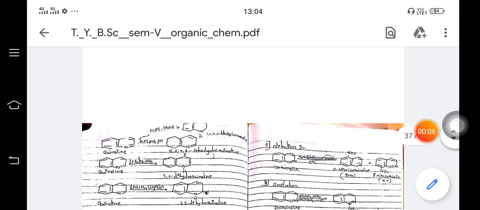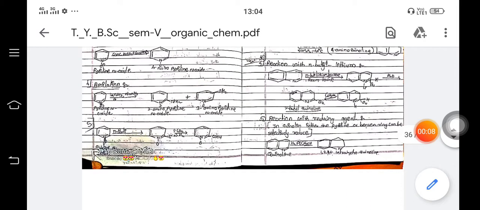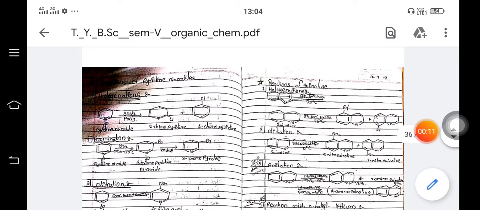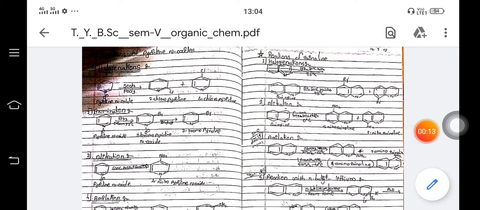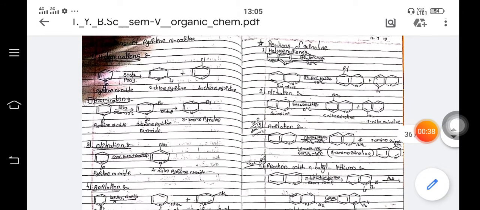In the last lectures, we have studied the reactions of quinolines. In that, we took quinoline as the starting material and reacted it with bromine, Br2. The reaction is a halogenation reaction. In this reaction, bromine is taken as Br2 along with concentrated H2SO4. The temperature of the reaction is 75 degrees centigrade.